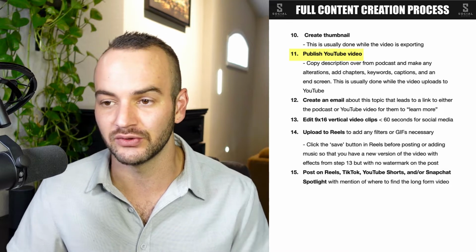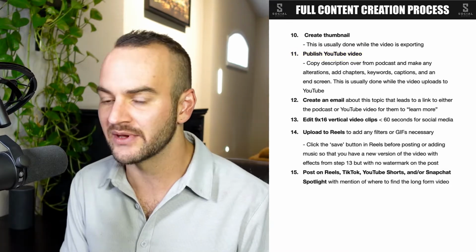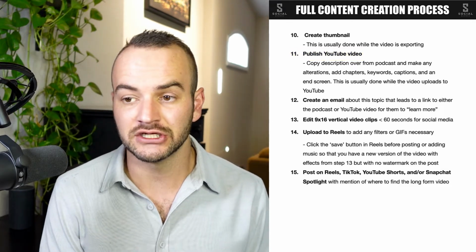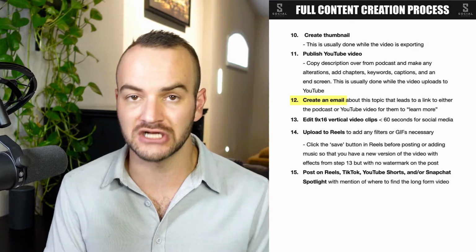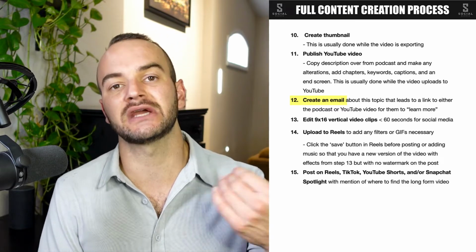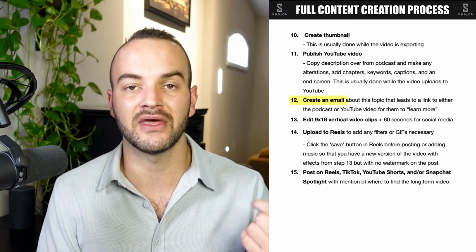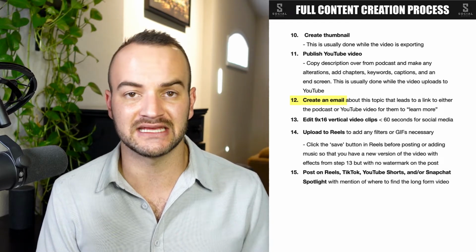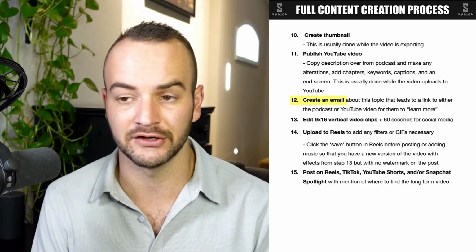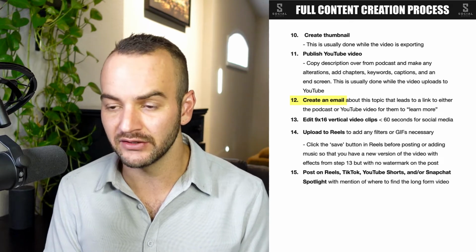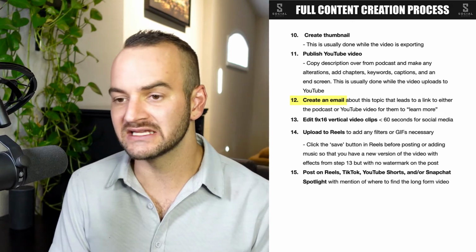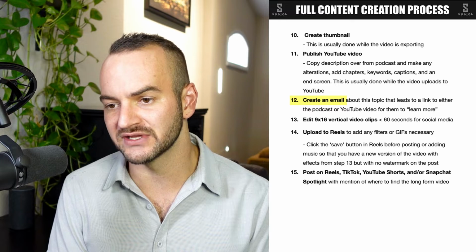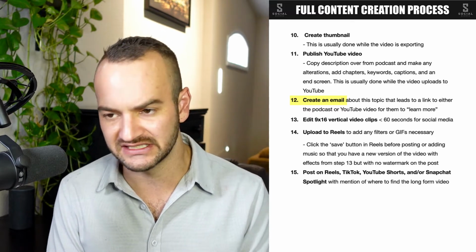And so you're just going to publish the YouTube video. Step number 12 is an email. So you create an email about whatever topic of video that you put out, and you add some real value in that email. And then you also create a link at the bottom that will link to either the podcast episode or the YouTube, and say if you would like to learn more, then here you go. So now you got an email content out of it. And since you've already done the full length episode, you have already broken it down into tips and everything.